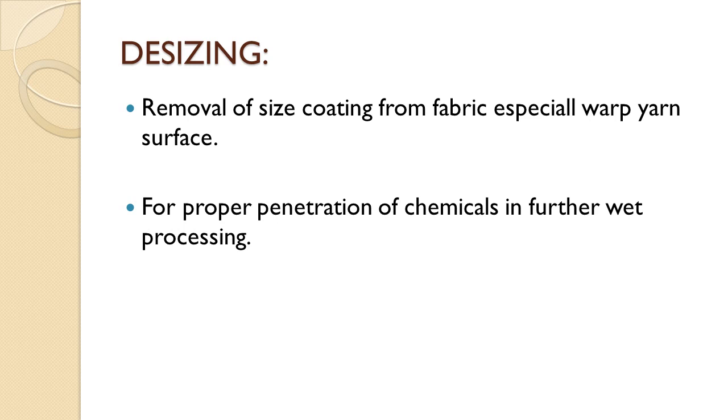Once singeing is over, the fabric is sent for desizing. So desizing is a process in which we remove the size coating from fabric, especially from the warp yarn surface. It is essential to remove the size coating because it is an added impurity which we add on the warp yarn during weaving to improve the weavability of the fabric.